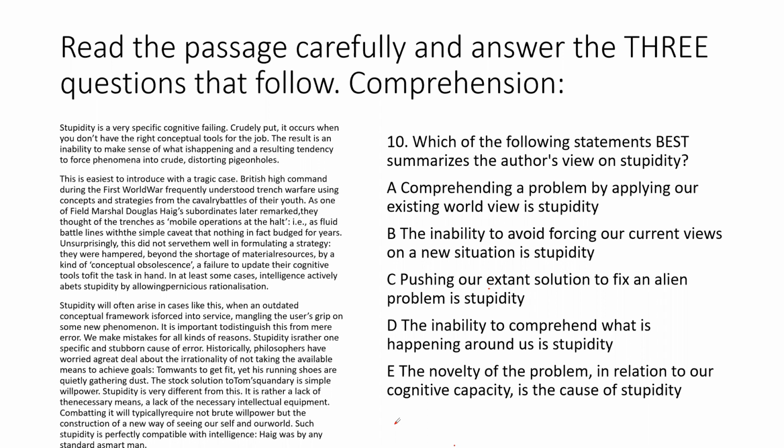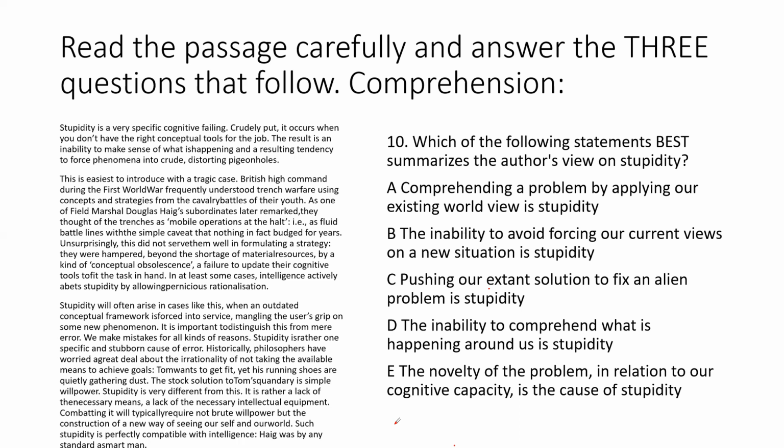Second paragraph. This is easiest to introduce with a tragic case. British High Command during the First World War frequently understood trench warfare using concepts and strategies from the cavalry battles of their youth. As one of Field Marshal Douglas Haig's subordinates later remarked, they thought of the trenches as mobile operations at the halt. That is, as fluid battle lines, with the simple quibble that nothing in fact budged for years. Unsurprisingly, this did not serve them well in formulating a strategy. They were hampered beyond the shortage of material resources by a kind of conceptual obsolescence, a failure to update their cognitive tools to fit the task in hand.